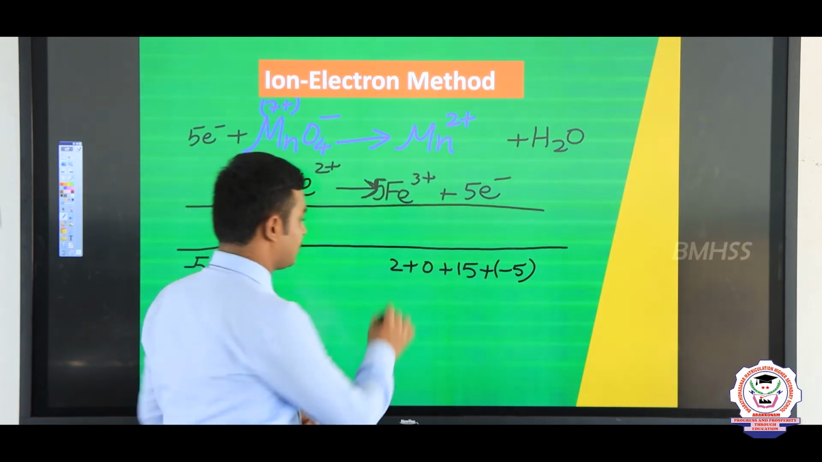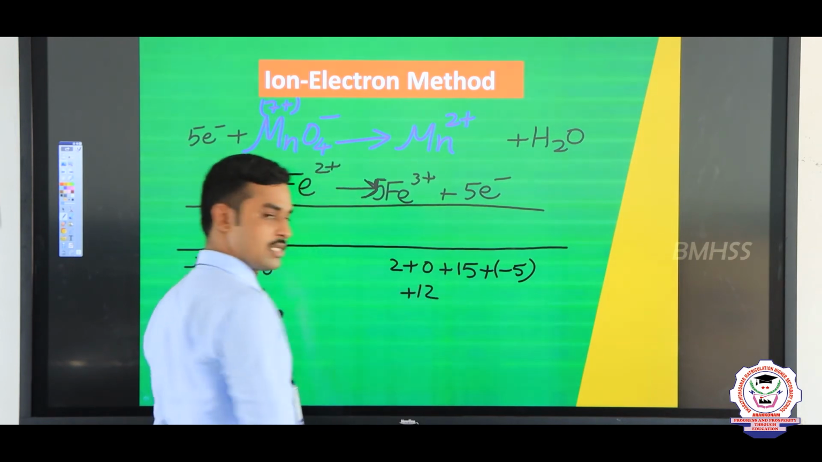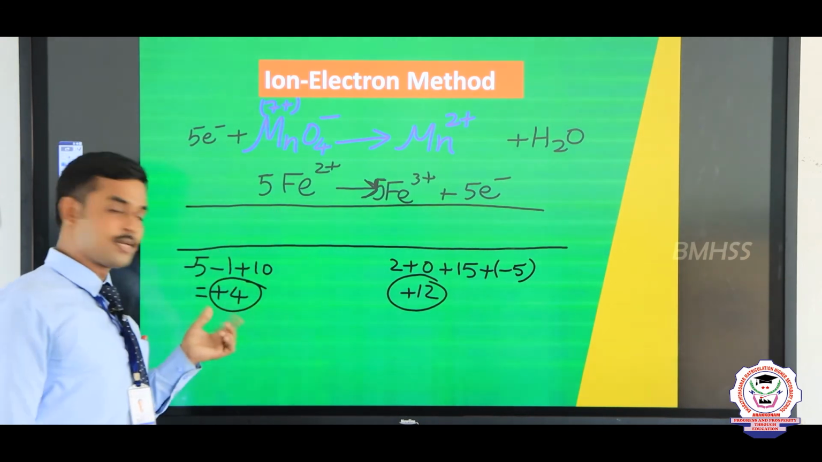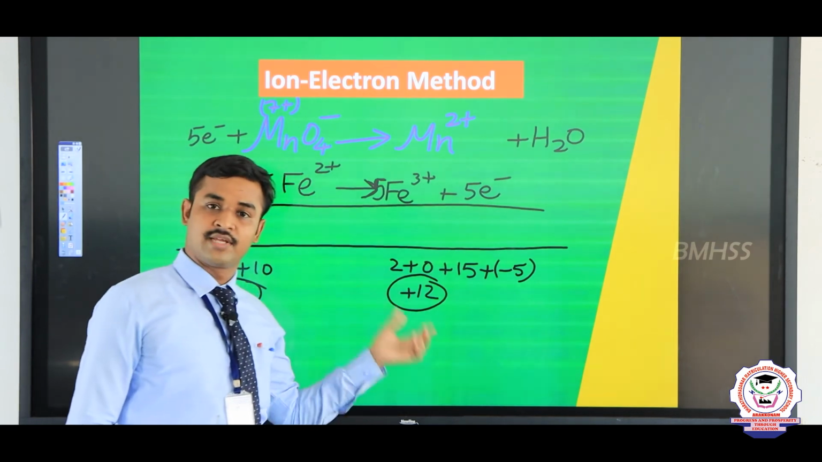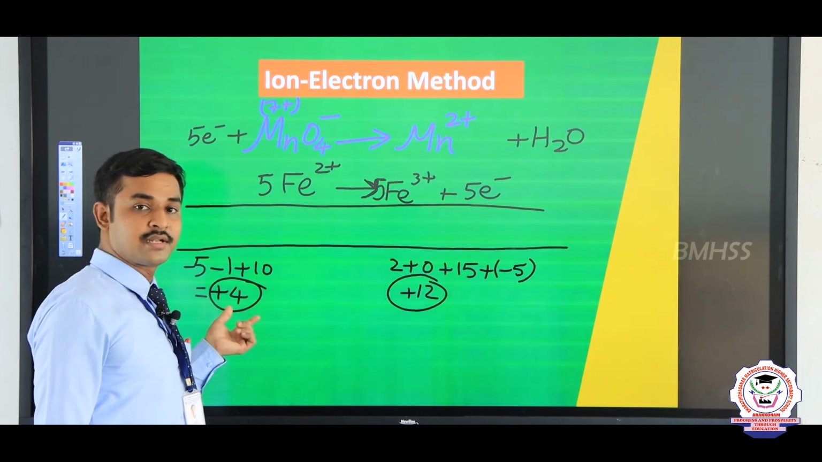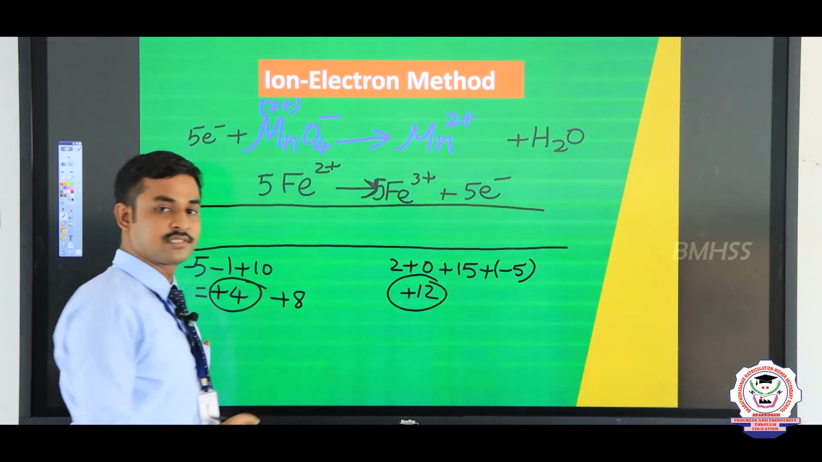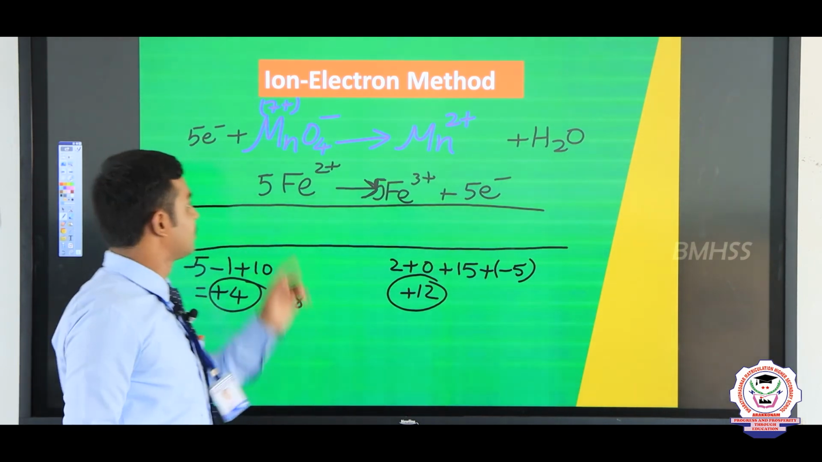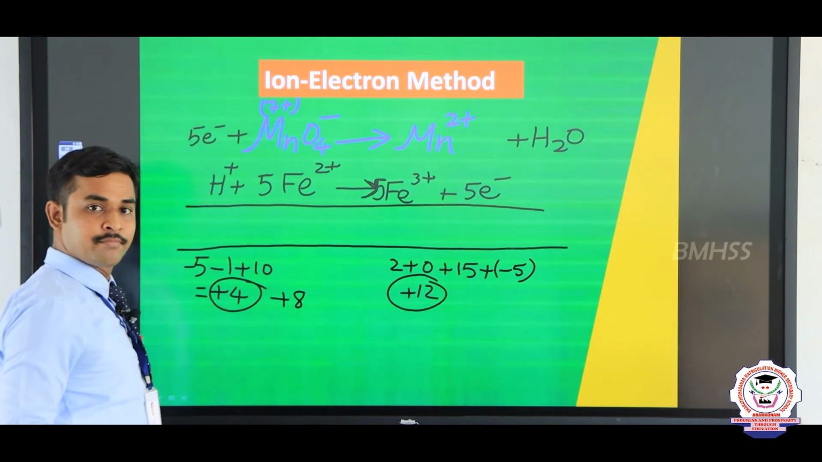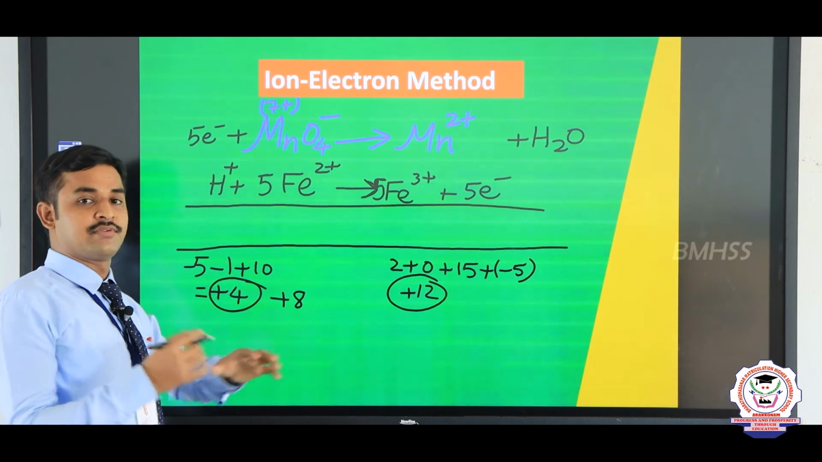So, what is the final total? 15 plus 2 is 17, 17 minus 5 is plus 12. Let us see the difference, students. When balancing the left side, we get plus 4. When balancing the right side, we get plus 12. So, plus 12 is greater than plus 4, so the left side needs an additional plus 8 charge. How can we get plus 8 charge? When we add 1 hydrogen ion on this side, we give 1 plus charge. When we add 8 hydrogen ions on the left side, we give 8 plus charge.